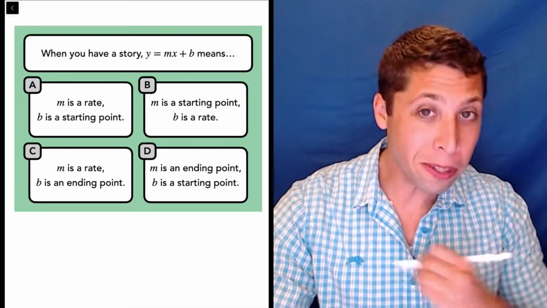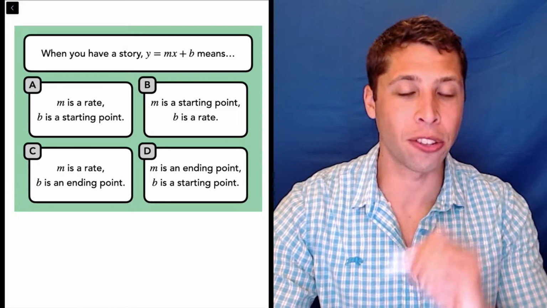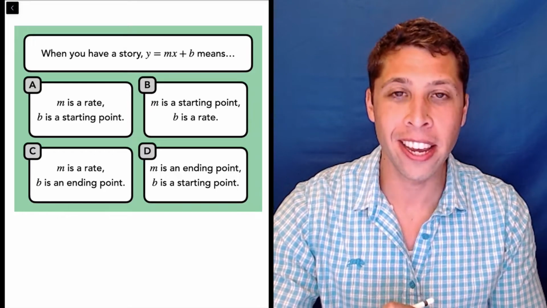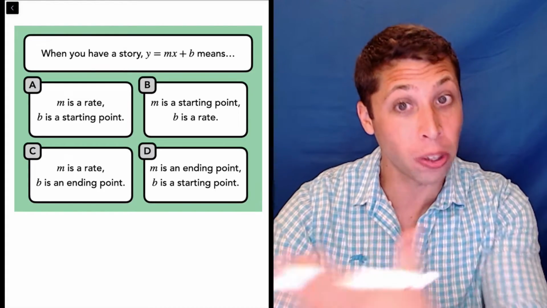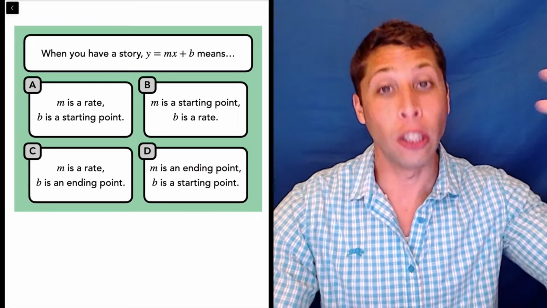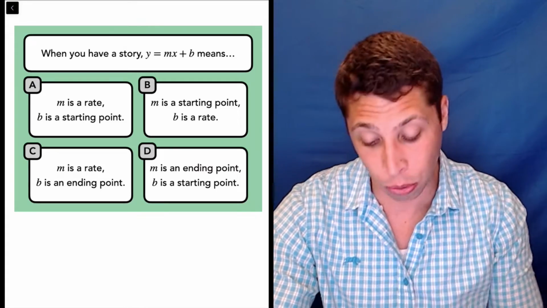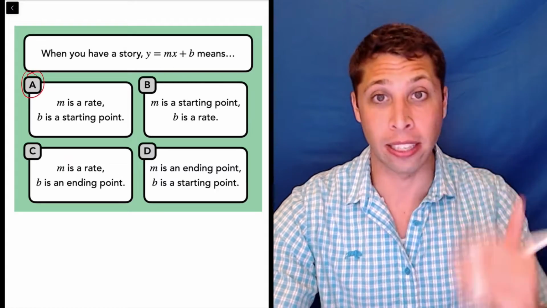This is an extremely important question. You need to understand this. There will be stories on your SAT, and almost always there will be stories about lines. So you have to be able to turn the story into a linear equation or look at a linear equation, understand how it matches with a story. And so choice A is the thing to memorize.